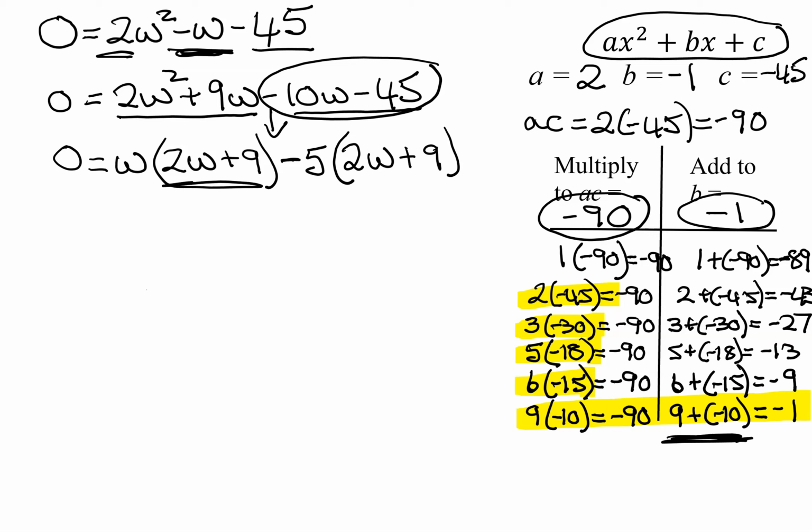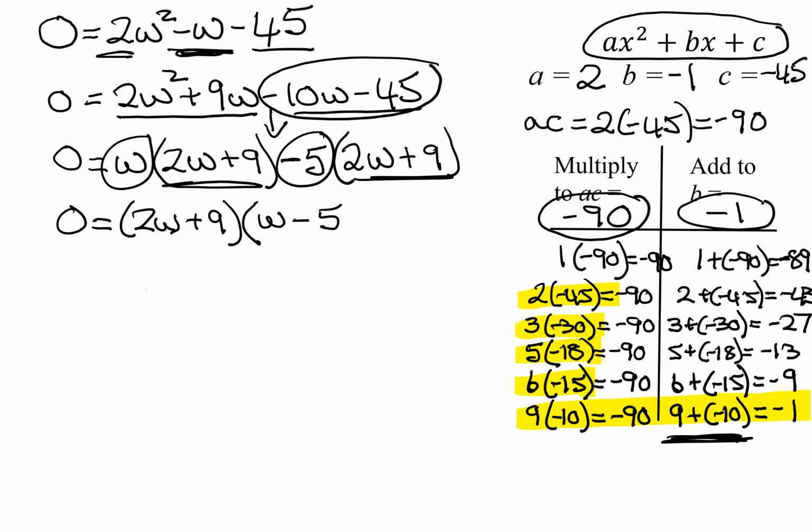Now, is this binomial the same as this one? Yes. So that's my common binomial factor that I pull in front. So I have 2W plus 9 is my common binomial factor. What does it leave behind? W minus 5. So now I factored my quadratic equation. Next step is you set each of them equal to 0. Because two numbers multiplied together equal 0, one of them has to be 0.